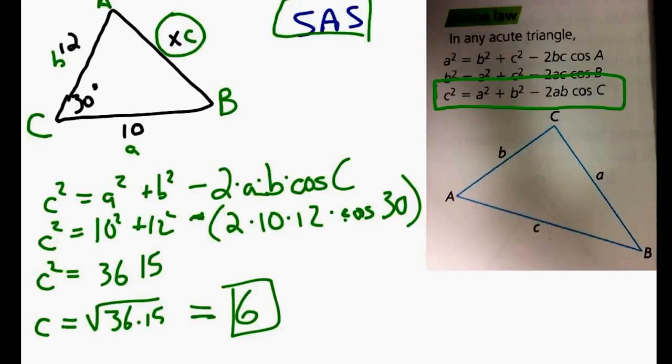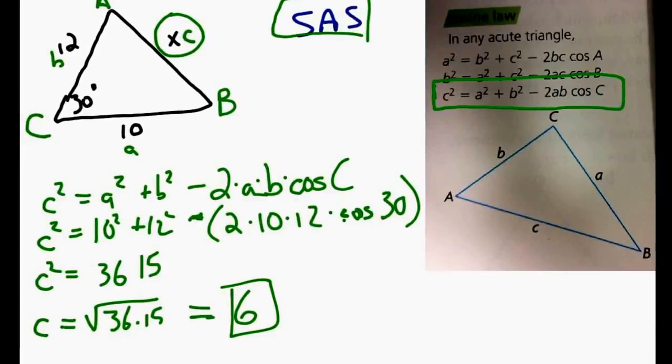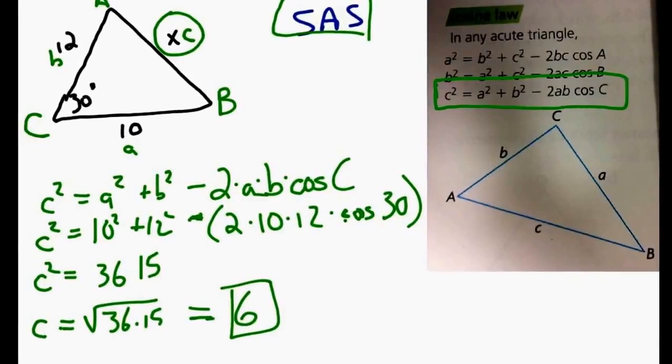So the key thing to remember is, no matter what the triangle is, call the angle that you're given and the side that you're looking for, call those C. Always start with C as being the angle and the side you're looking for. If you do that, the rest of the problem will work pretty simply.